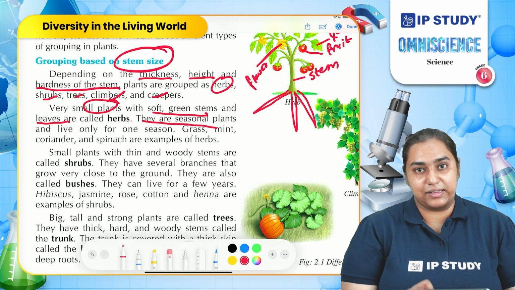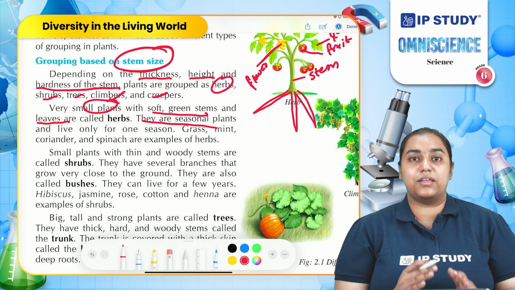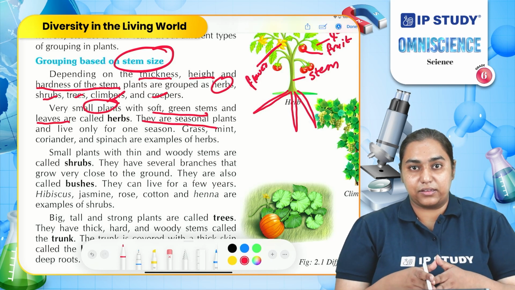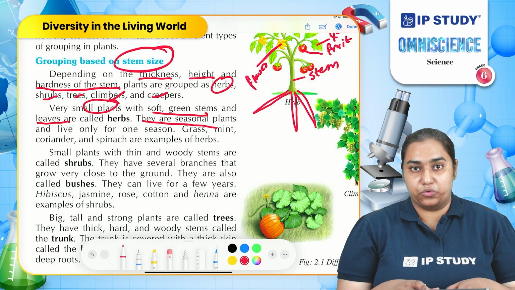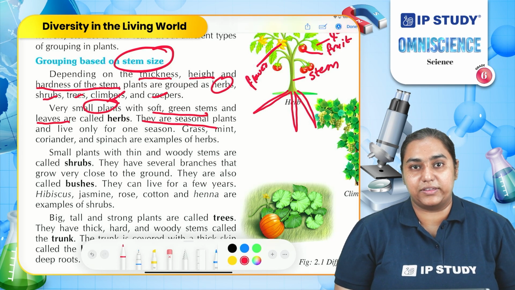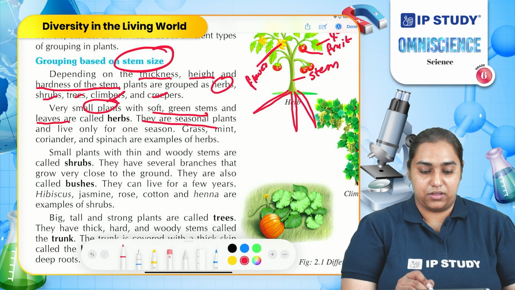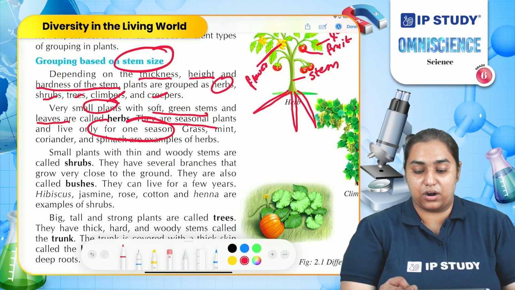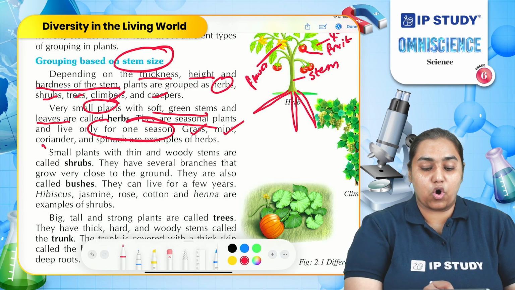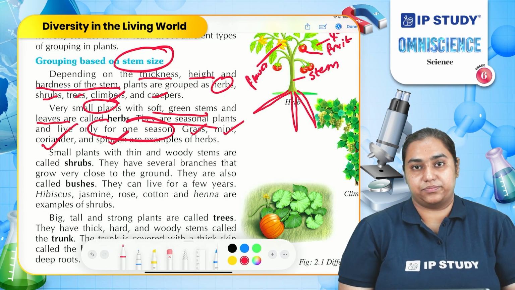These plants are basically seasonal. Seasonal means if you grow that plant this year and they give fruits, after that they are of no use. Their life is for 1 year only. Some common examples are grass, mint, coriander, and spinach.